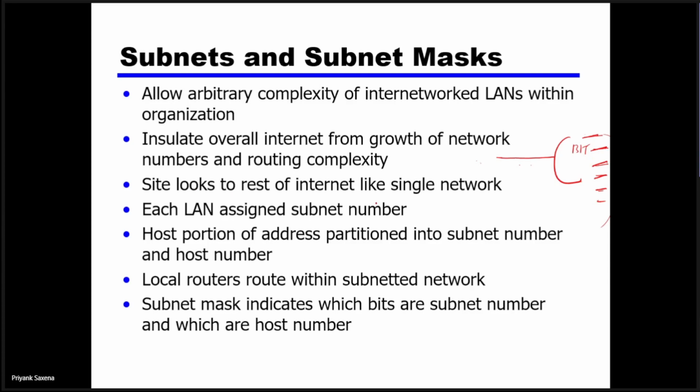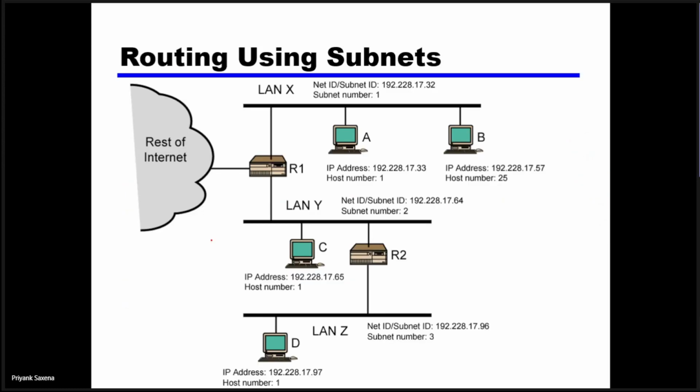The site looks to the rest of the internet like a single network, and each LAN is assigned a subnet number. So from the rest of the internet, any packet comes to this router, and we then route it locally based on this subnet number. We already have multiple networks, so each network has been given a subnet number, and this 32-bit IP address is divided further.